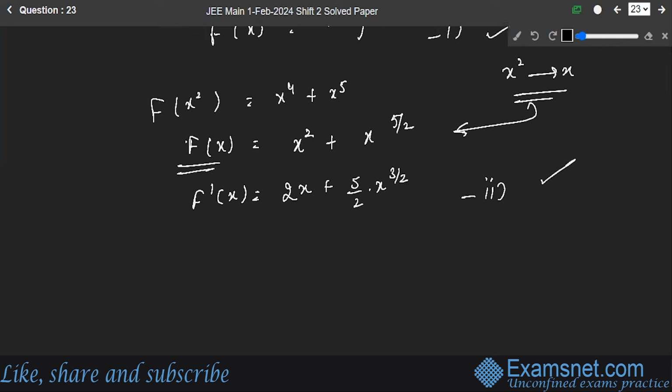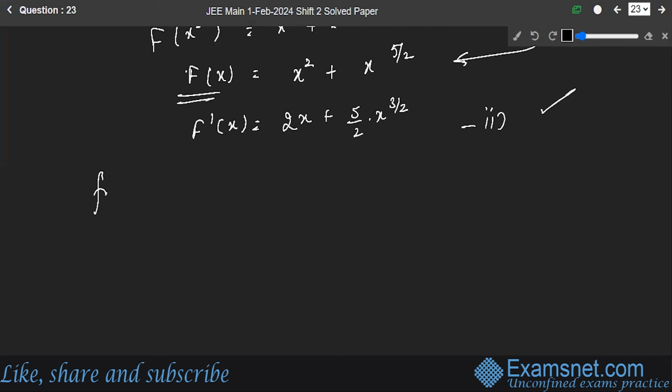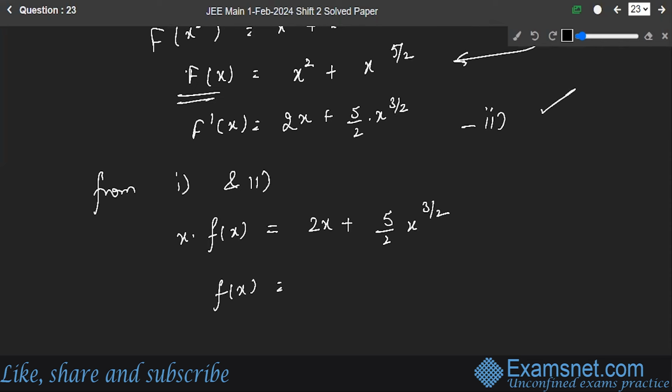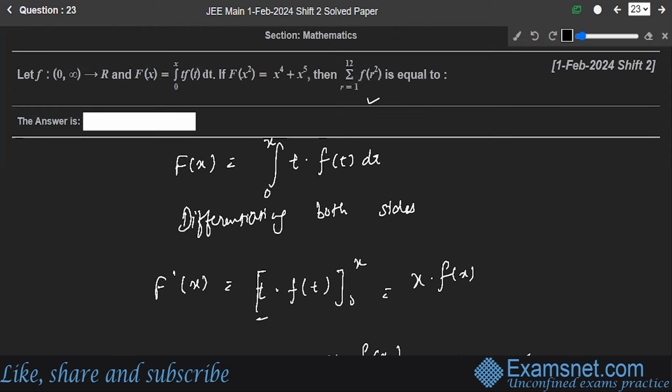Let's compute both of them. From 1 and 2, you will have x into f(x) is equal to 2x plus 5 by 2 x power 3 by 2, dividing both sides by x. You have f(x) is equal to 2 plus 5 by 2 into x power 1 by 2. Hope you are clear till here. Now what do you have to find out? Let's pick up that.